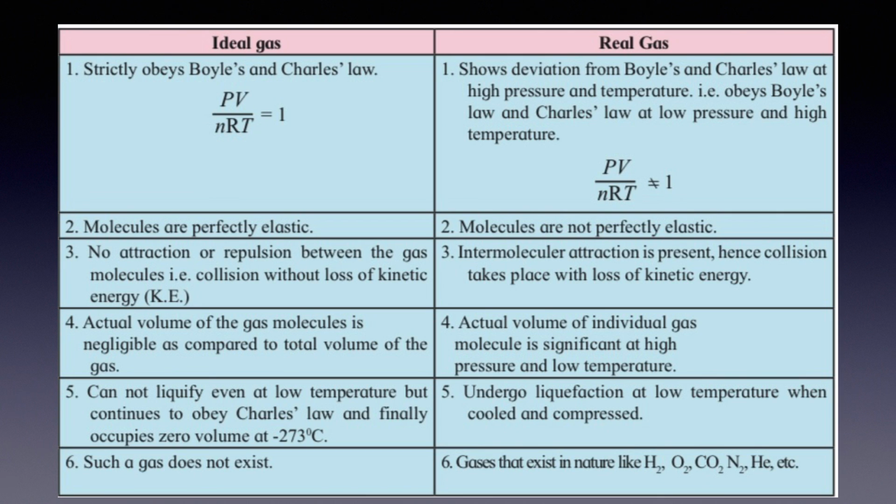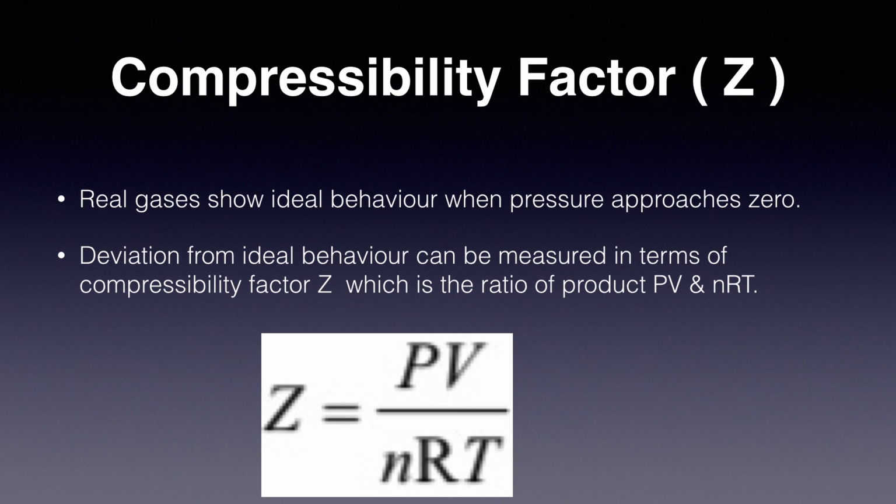Okay, and always keep in mind that whenever you are talking about real gases, you have to mention at high pressure and low temperature. So in the first point it is written as high pressure and temperature, you have to specify high pressure and low temperature. Okay, next topic is about the compressibility factor, and it is represented by Z.